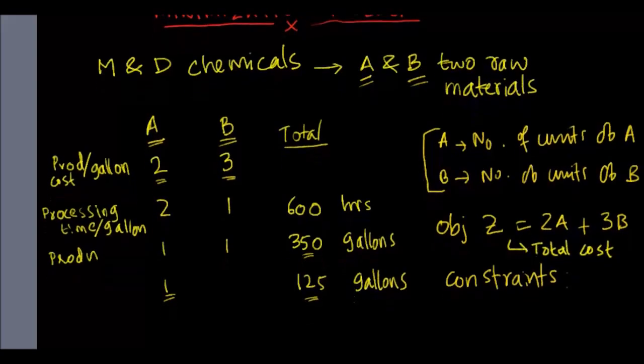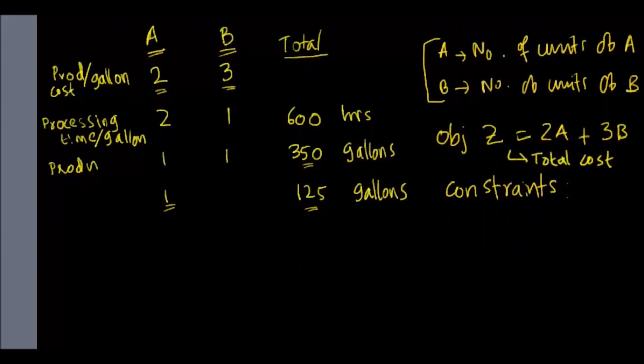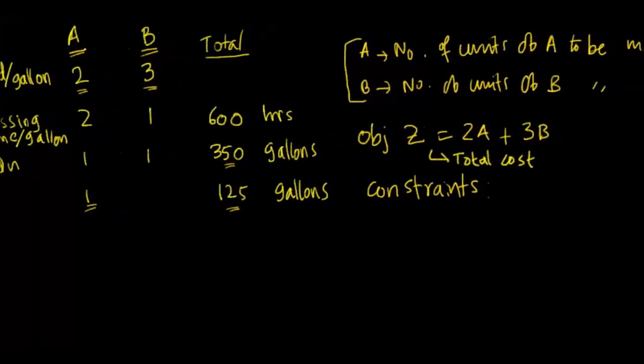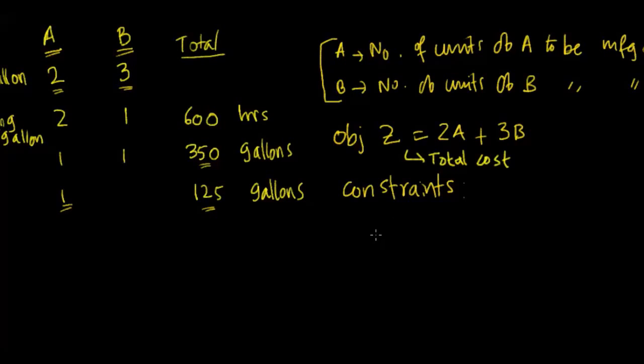After mentioning the objective function, now we will have to list down the constraints with the given data. The first constraint talks about the processing time of 600 hours. Every unit of A requires 2 hours, and every unit of B requires 1 hour. If I manufacture A units of A, then the time taken will be 2A, and the time taken to manufacture B units of B will be 1B, which should be less than or equal to 600 hours.